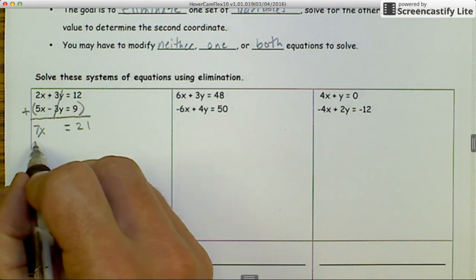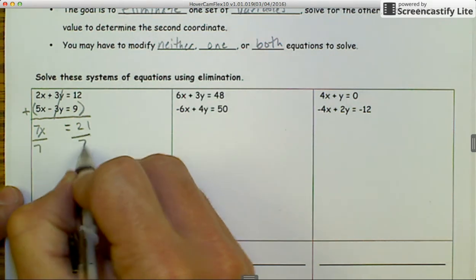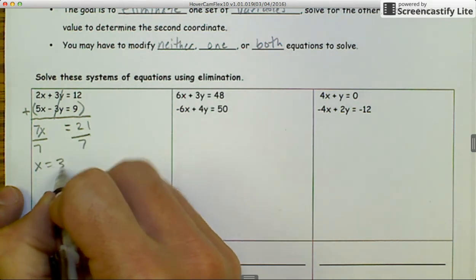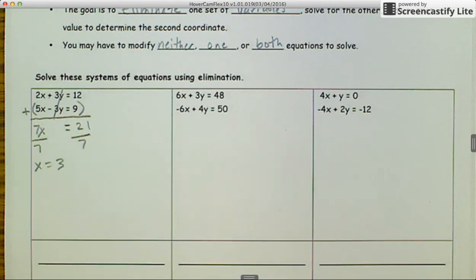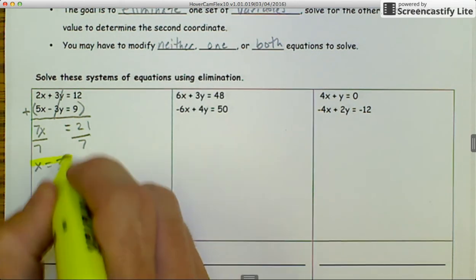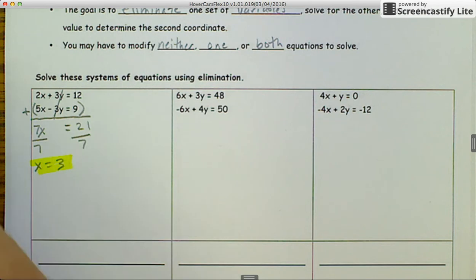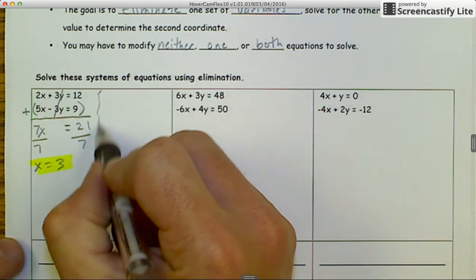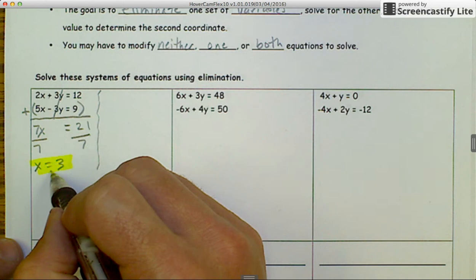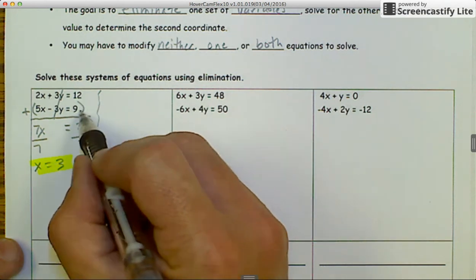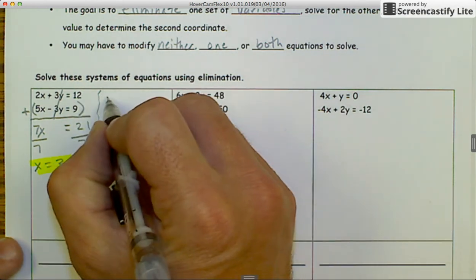Then we're going to solve for x. Divide by 7, and you get x equals 3. And that is the first coordinate in the solution. Just like when we did substitution, as soon as we found out what x equaled, we're going to substitute it back into one of the original equations. Take your pick. I'm going to do the top one.